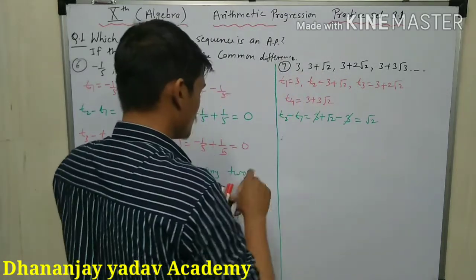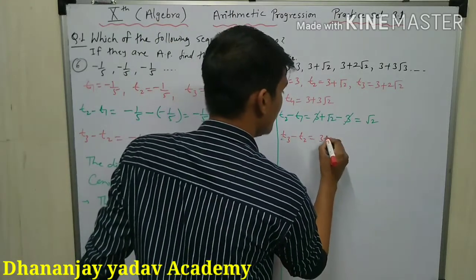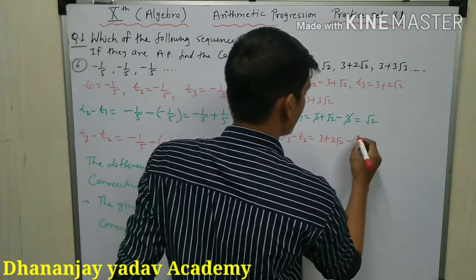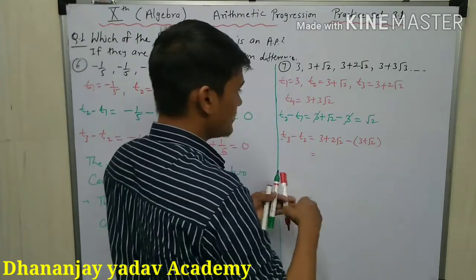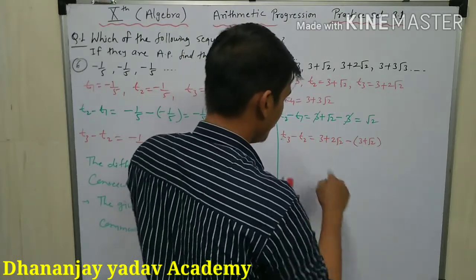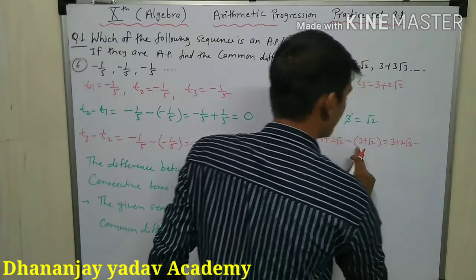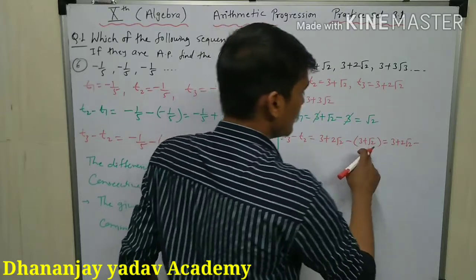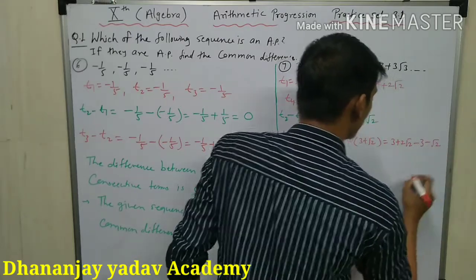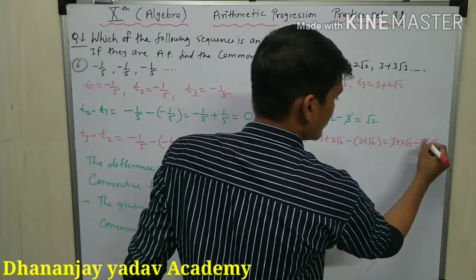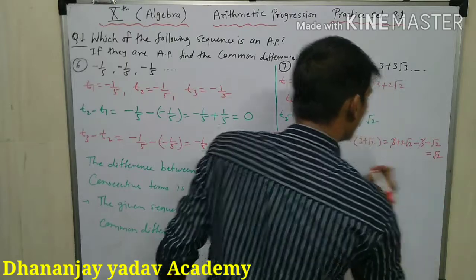Now solve second, T3 minus T2 is equal to, what is T3? T3 is 3 plus 2 root 2 minus bracket 3 plus root 2. How to solve? You can solve it here. 3 plus 2 root 2 minus, bracket open, 3 plus root 2, will become minus 3 minus root 2. Now plus 3 and minus 3 cancel. 2 root 2 minus root 2 is what? Root 2.